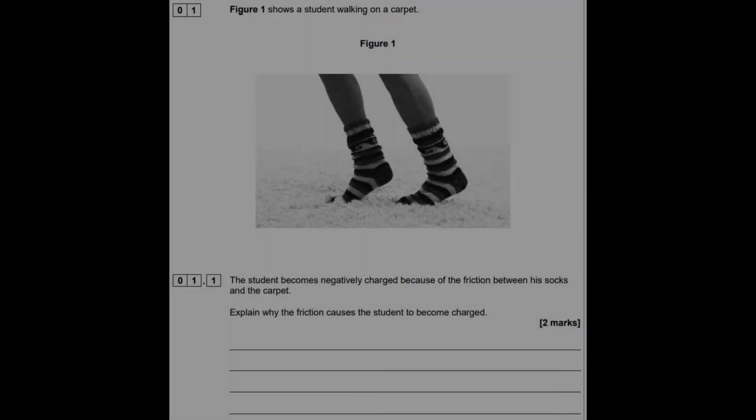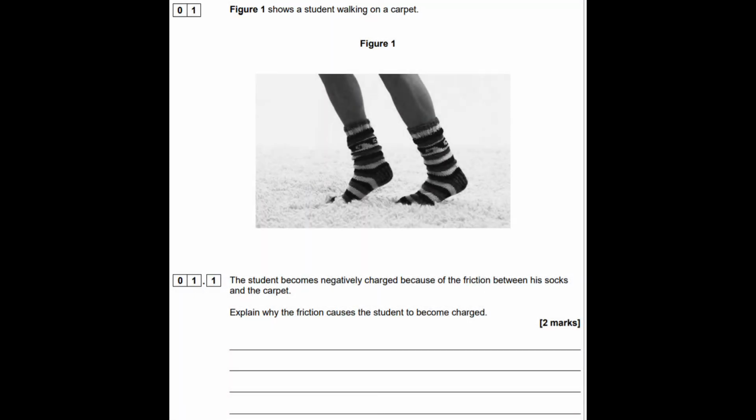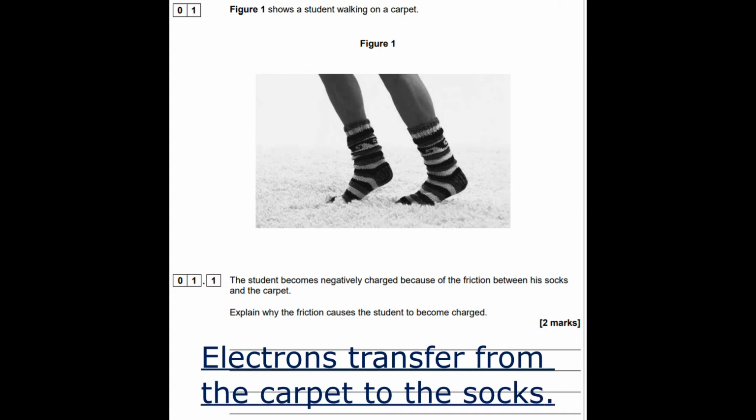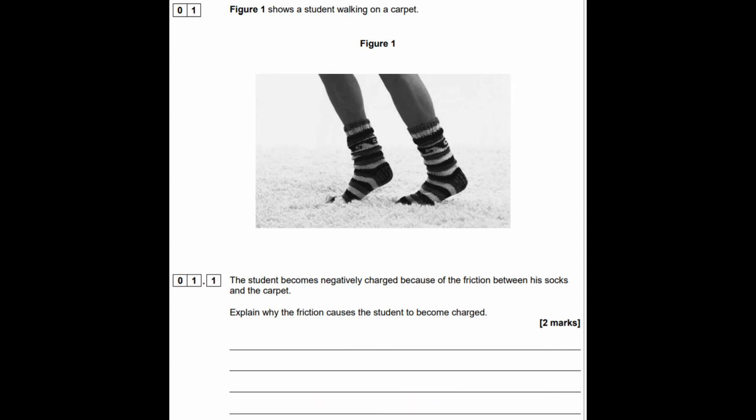Now let's have a look at an exam question that could possibly be asked regarding this information. So here we have a pretty standard first question in the exam about static. So you have a carpet, some socks, and the question is explain why friction causes the student to become charged. Remember, we talk about electrons, and it's worth 2 marks, so 1 mark for electrons, the other mark saying they transfer from the carpet to the socks.